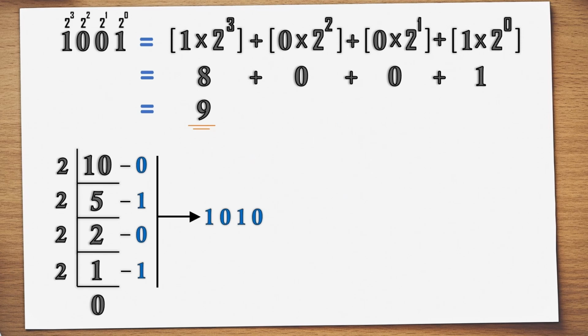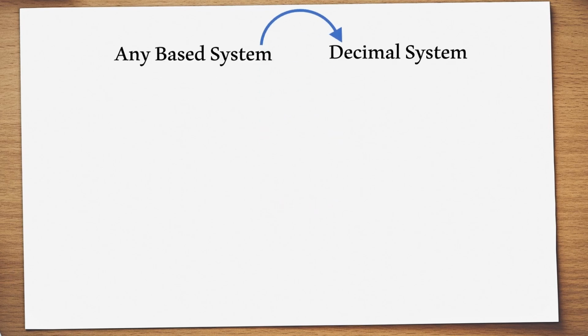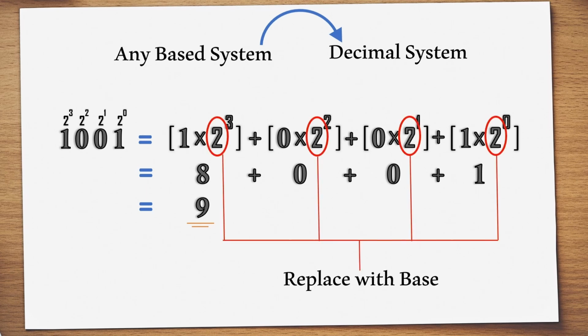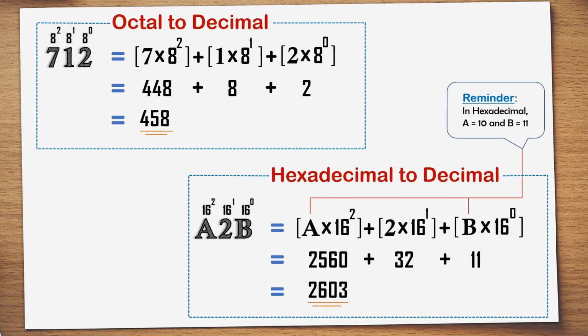But do you know we can use similar methods to convert any number from a different base number system to decimal and vice versa? To convert a number from a different base system to decimal, you can use the same method as we did for binary. The only difference is multiply the digits with the base of the system instead of 2. Here are some examples for conversion from octal to decimal and hexadecimal to decimal.